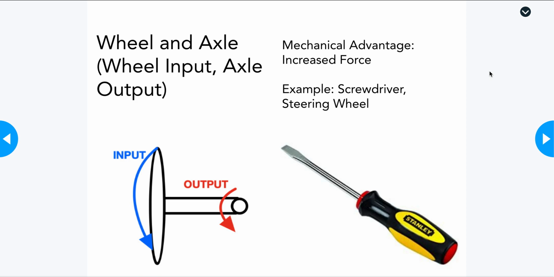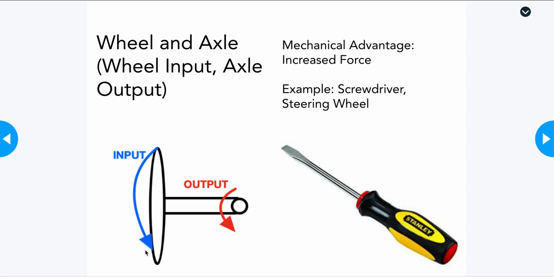Next, we have a wheel and axle, and there are 2 ways for wheels and axles to have mechanical advantage. Our first way is if the wheel is the input and the axle is the output. A quick reminder, a wheel and axle is made up of 2 discs or cylinders where the wheel is the larger of the 2, and they turn together.